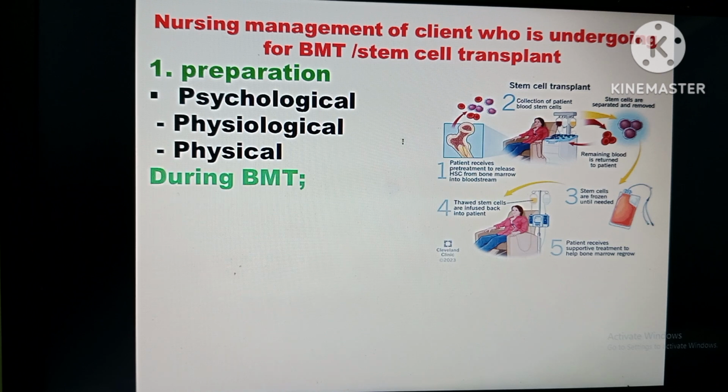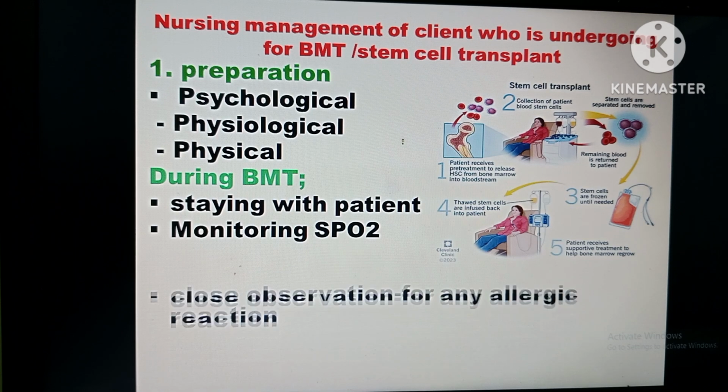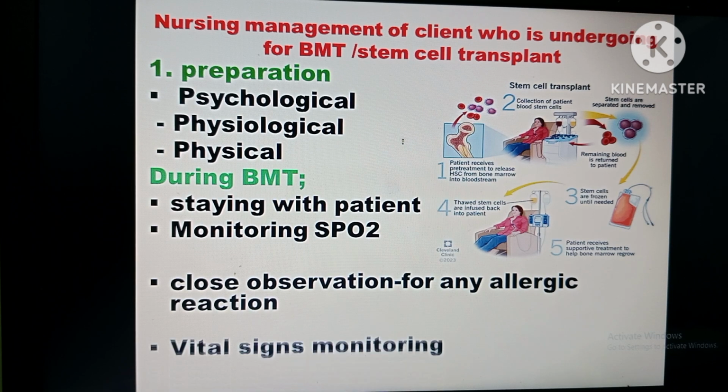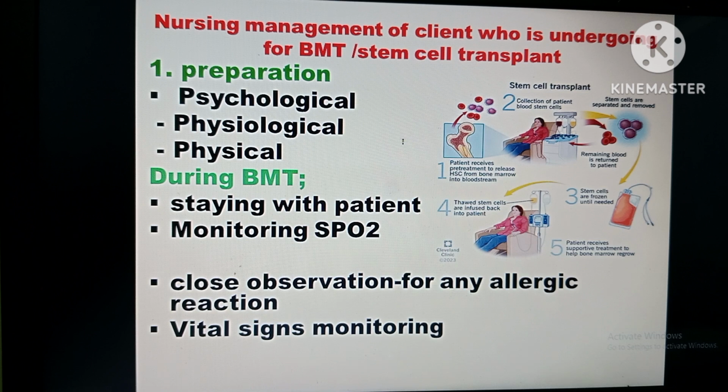Now during bone marrow transfusion, the specially trained oncology nurse has to stay with the patient, monitoring SpO2, closely observing for any allergic reaction, and monitoring vital signs. If there is any variation in the vital signs, immediately inform the doctor. If there is any allergic reaction like redness, or the patient says there is difficulty in breathing, chest tightness, some kind of irritation, you must immediately stop the transfusion, inform the doctor, and carry out all the orders told by the doctor. Maintain the intake output chart throughout the procedure, as well as after the procedure; even after the bone marrow transplantation is over, for a few days the intake output chart has to be monitored.